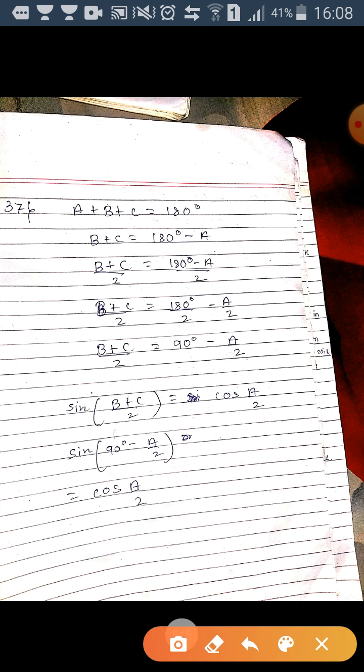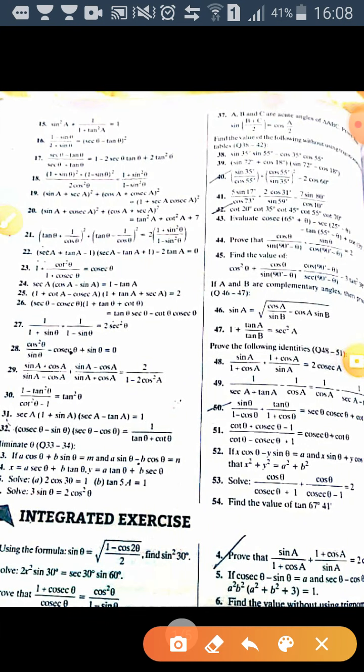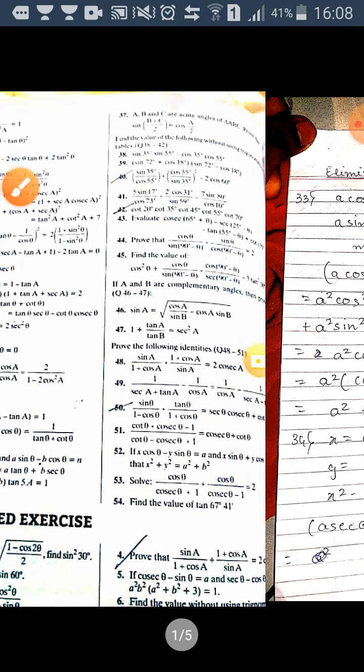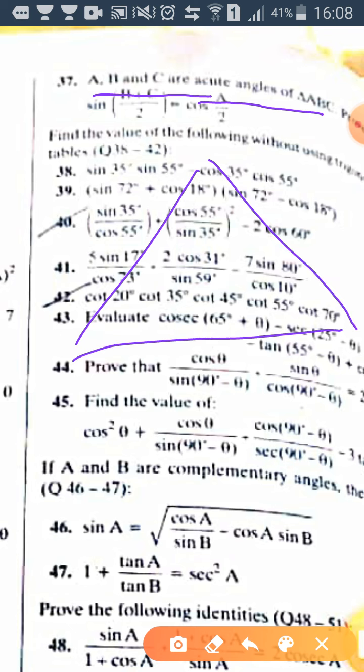Now we move on to the next sum, where they have asked you to prove something. So this is the last sum for today. This one is appearing a bit hazy, so I want you to read it properly. A, B and C are acute angles of triangle ABC. This is a triangle ABC where this is A, this is B, and this is C, and all three of them are acute angles.